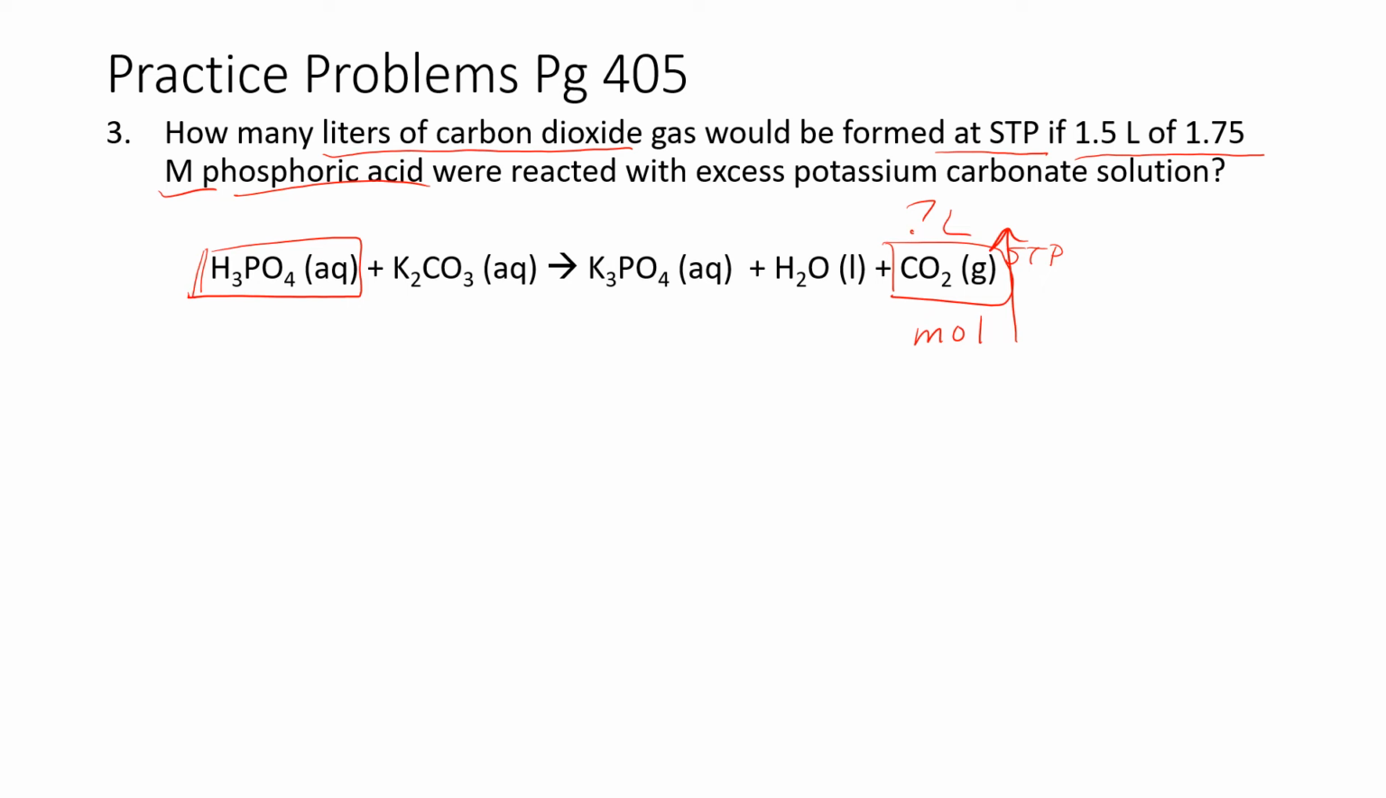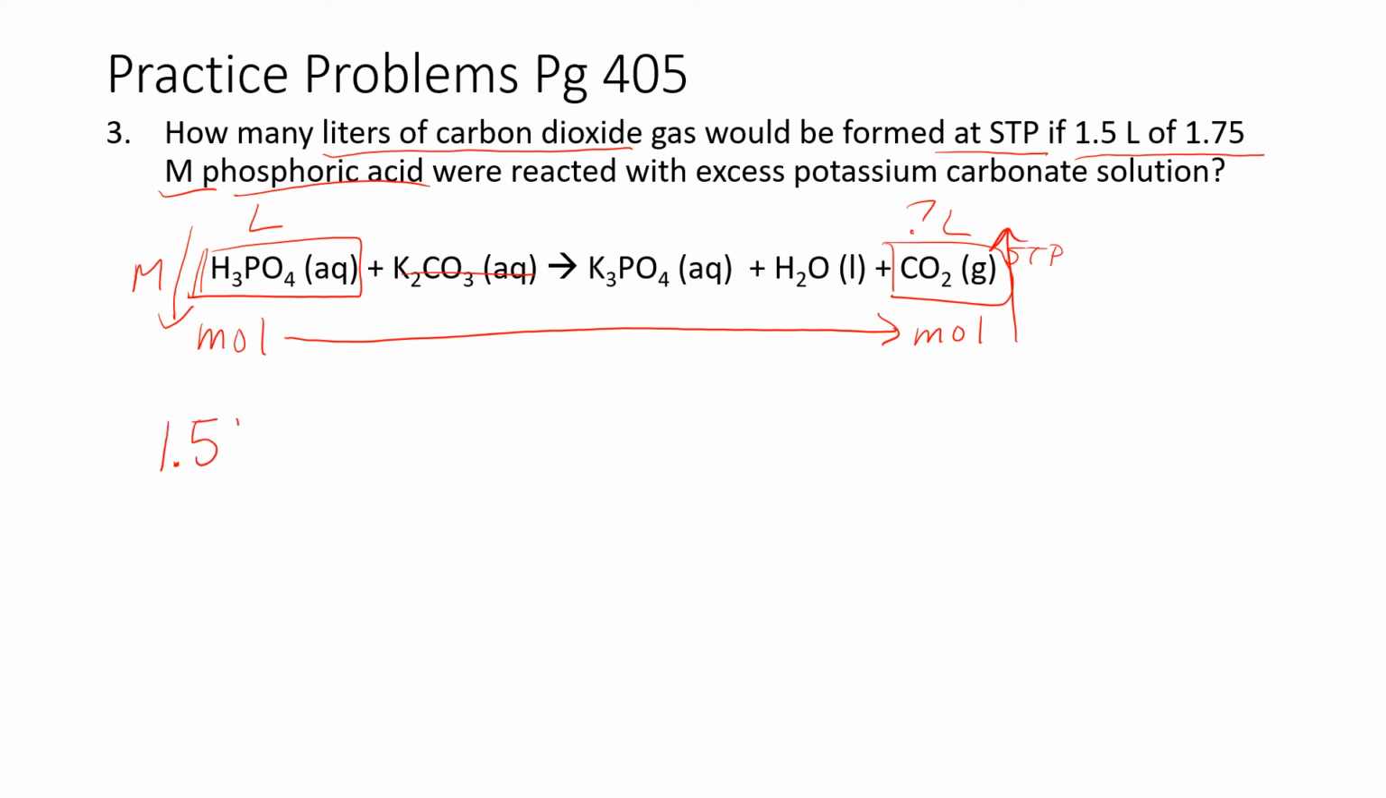So phosphoric acid, we have liters of it, and we have a molarity that can allow us to find moles. It says it's reacted with excess potassium carbonate solution. We know this is excess. That means we have plenty of potassium carbonate to make this reaction work. So we want to change liters of our phosphoric acid to liters of carbon dioxide. Now, one is an aqueous solution where we use molarity to convert, and one is a gas at STP where we use 22.4 to convert molar volume. Okay, so this is seeing both of those used together.